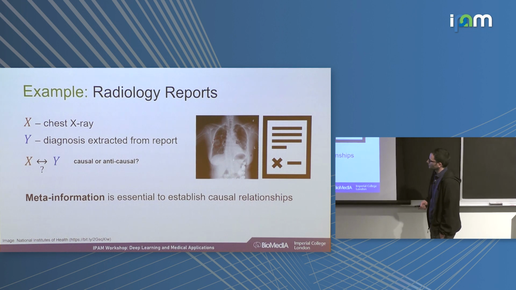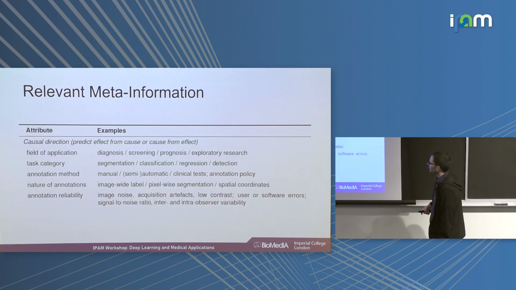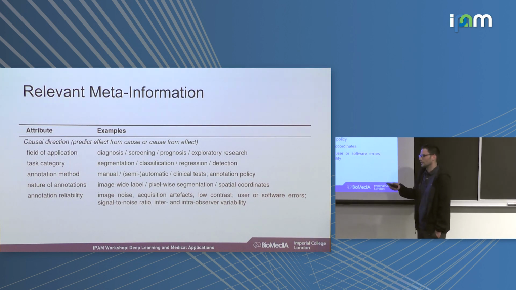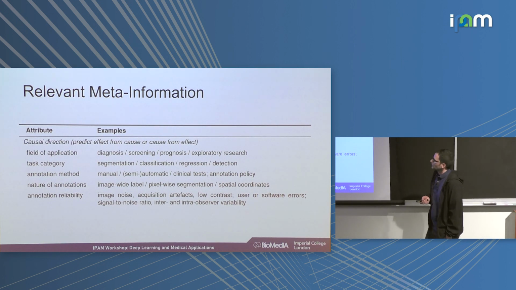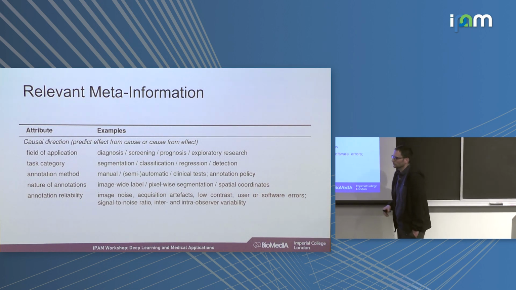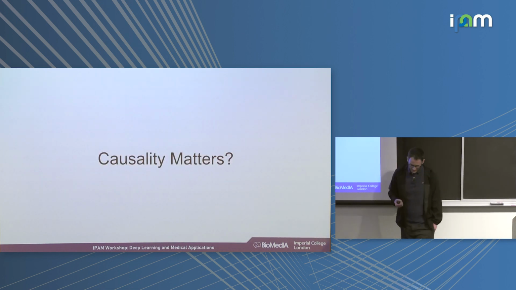And this is an argument for saying that we need meta-information. So it can be actually difficult to just establish causal relationships from the information you have. So we try to come up with a list of things that people should report, ideally, or if you do machine learning with some clinical partner, these might be questions you want to ask your clinical collaborator, or you really want to try to get answers to these questions, because it might help you in establishing the causal relationship between images and annotations. So the question is now, does it matter?